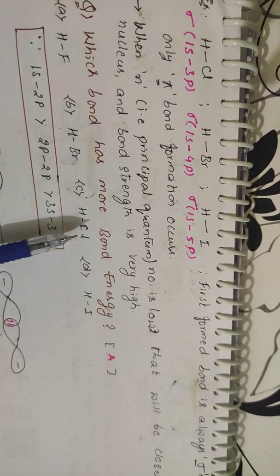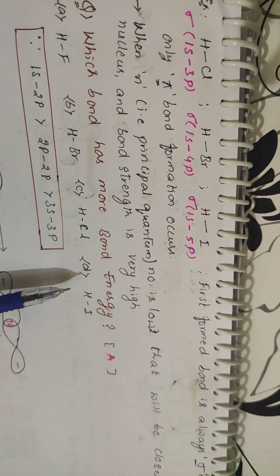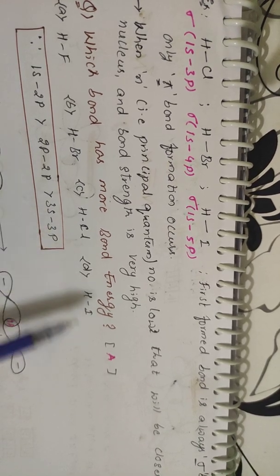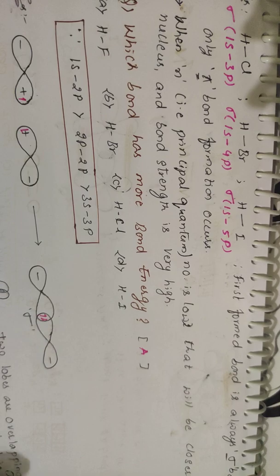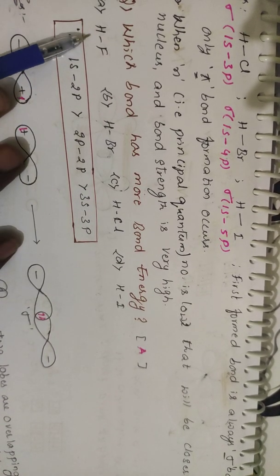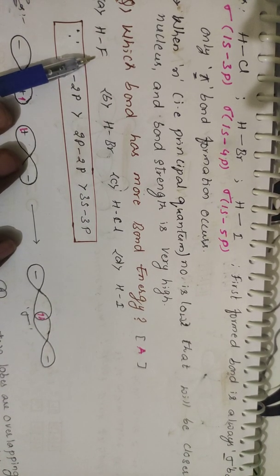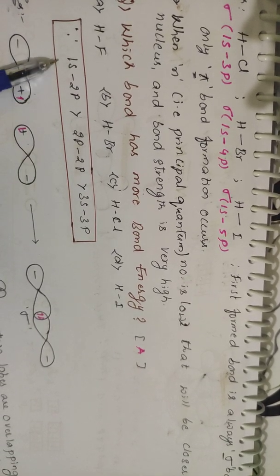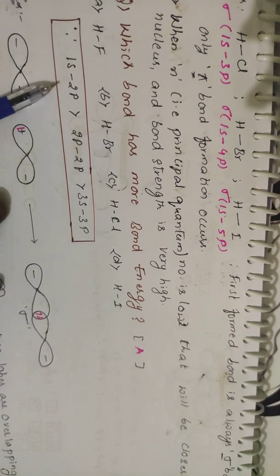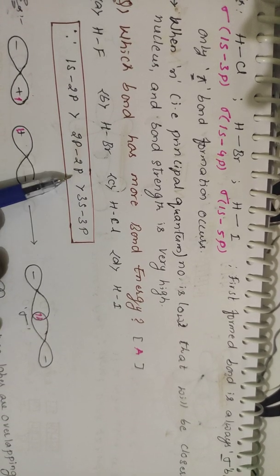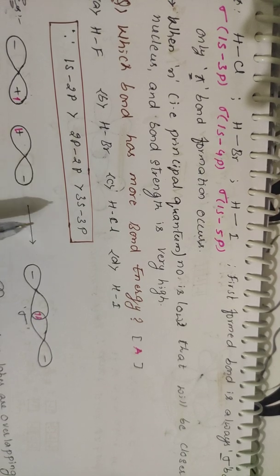4p, 1s 3p, 1s 5p. Okay, students. So A will be the answer because the strength is very high, and the order is, see here, all 1s as well as 2. Okay, 2p, 1s 2p. This one here, when you compare 1s 2p with the 2p 2p, 1s 2p is greater, and 2p 2p when you compare with 3s 3p, 2p 2p is greater.